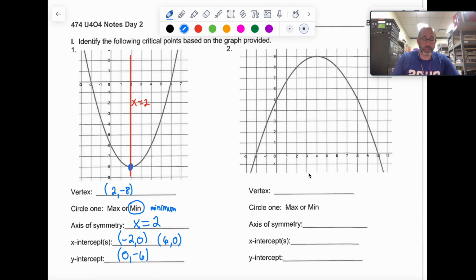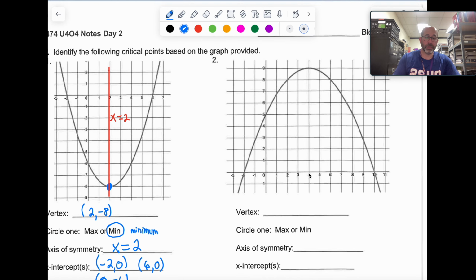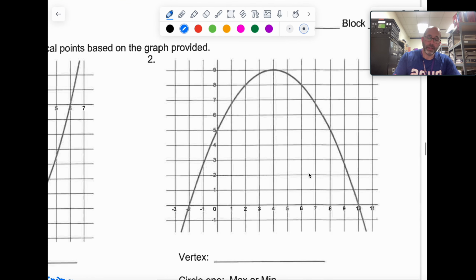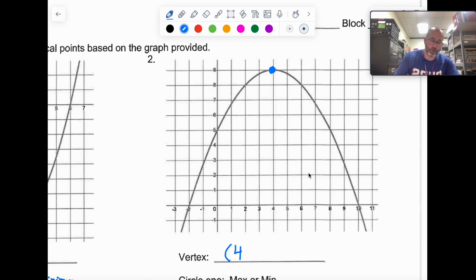All right, so that's all for the first graph. Now let's apply this, and let's do this a little bit quicker on the second graph. Looking at number 2 here. The vertex is this point that's all the way on the top. That point, when we look at it, is over here at 4 and then 9: 4 over and then 9 up. So it's going to be 4, 9. Since it's at the top of the curve, it is a maximum. So this is a max at that spot.